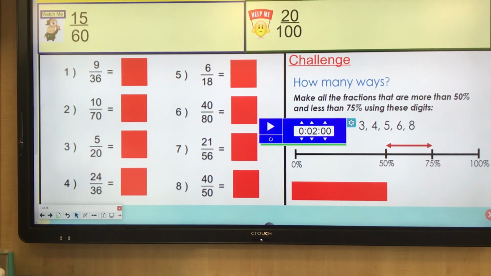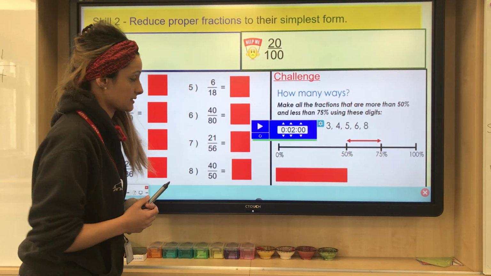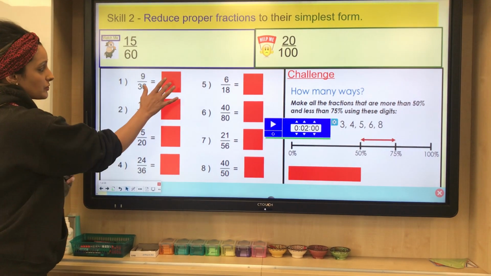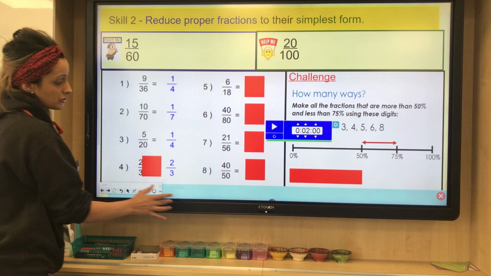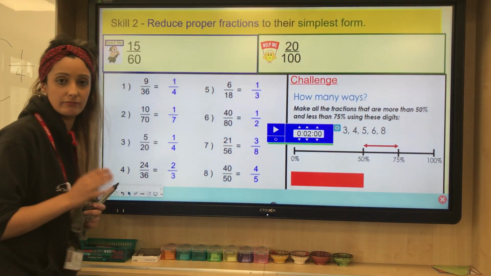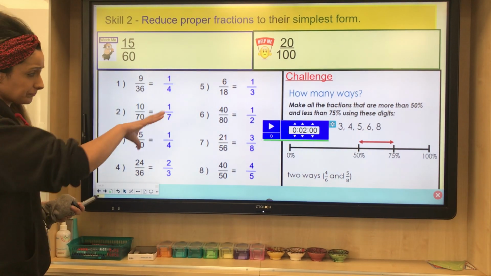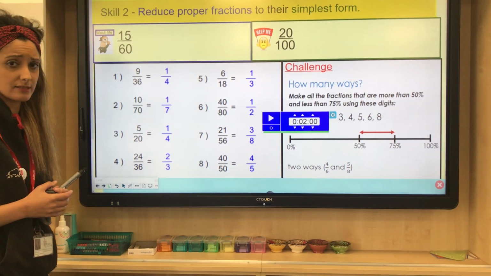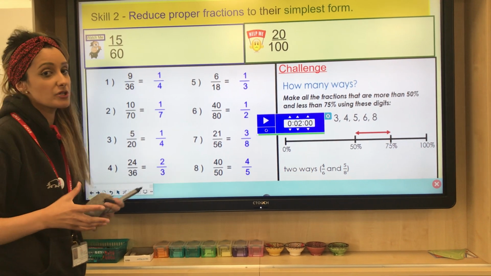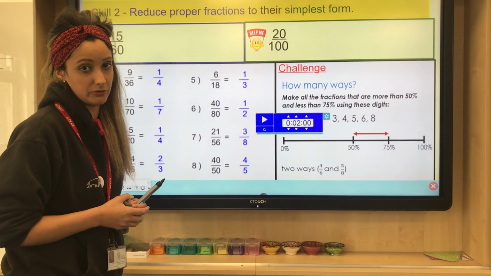Now once they've had a go at this particular task, we would then self-assess it. It's really important here that the children are accurate in reducing their fractions to their simplest form. If at this point we had a couple of children who got these incorrect or had misconceptions, we may model them, or we'd use an adult as extra support to support those children.